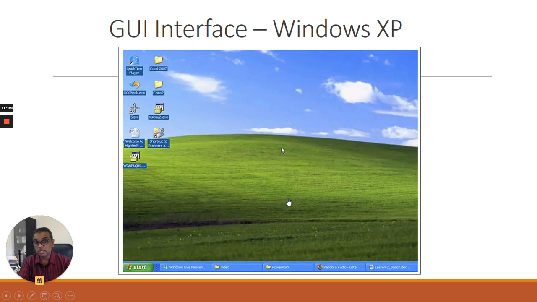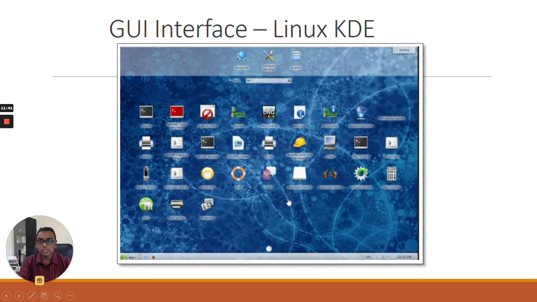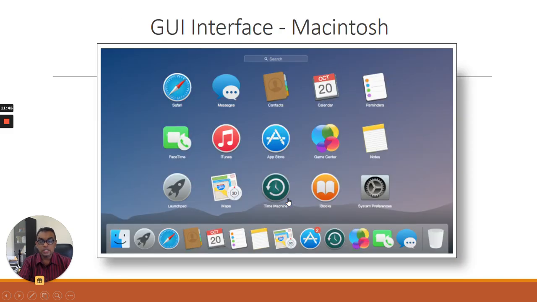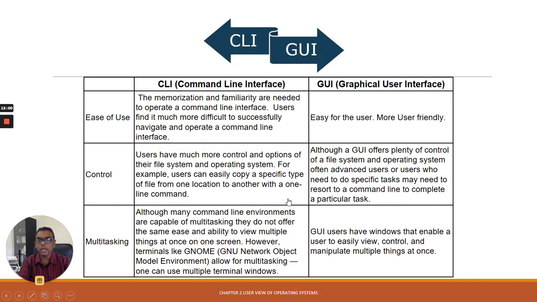This is in Windows XP, and this is also in Linux. Everything is there. And this is in Mac. Everything is there. Graphical user interface: you know what to click. If you want to view the calendar, you just click on the calendar. Contacts, and Safari is like Google Chrome on Windows. So these are the differences between the graphical user interface and the command line interface.